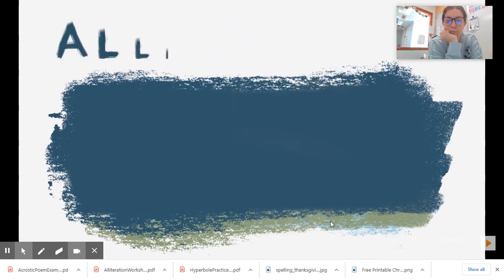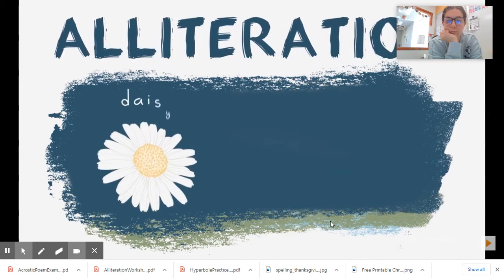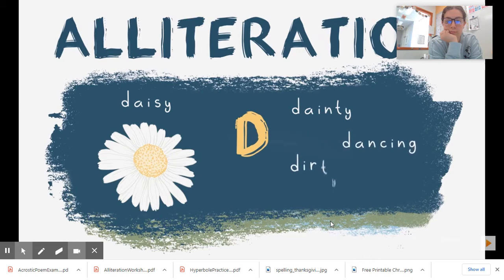Now it's your turn to create alliteration. Choose an object or an animal. What sound does it start with? Make a list of words that start with the same sound. Which words could be used to describe your object?